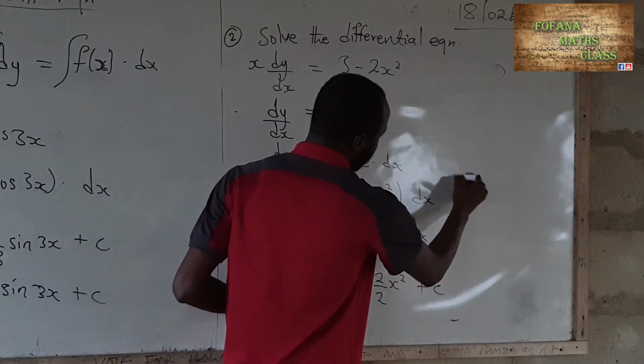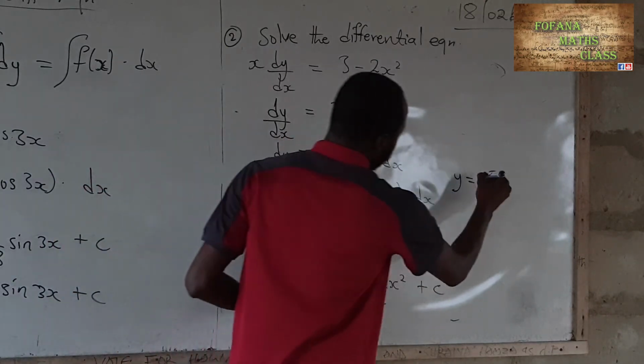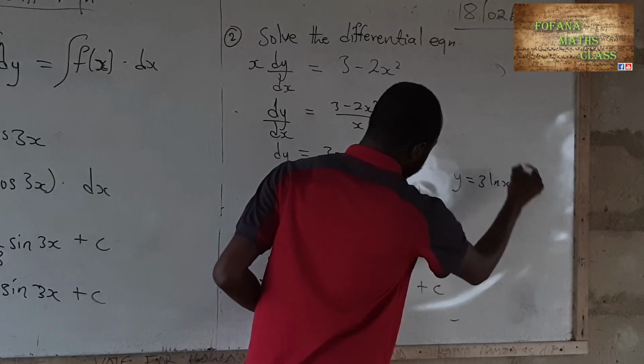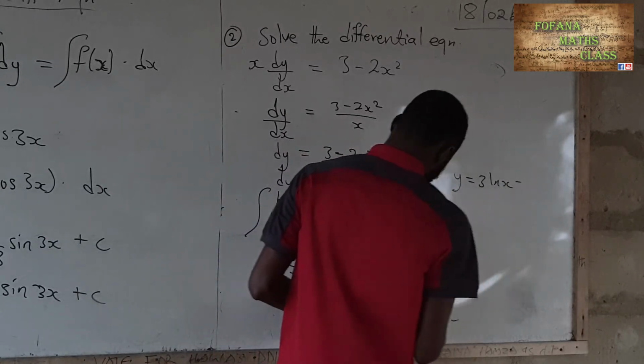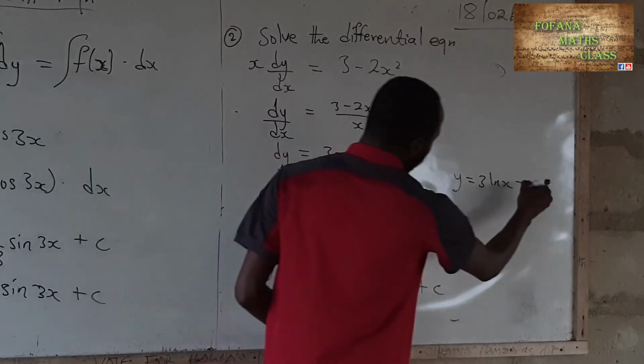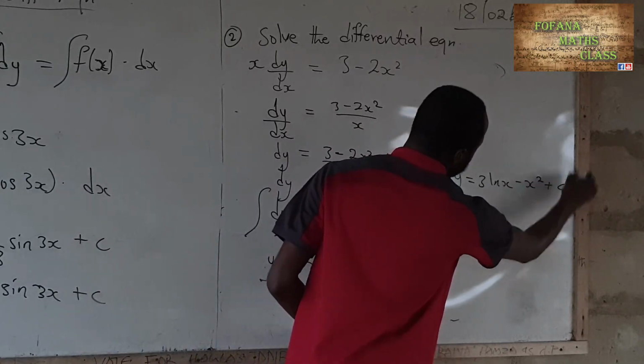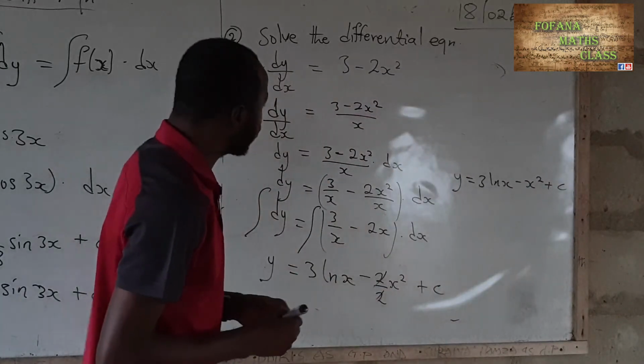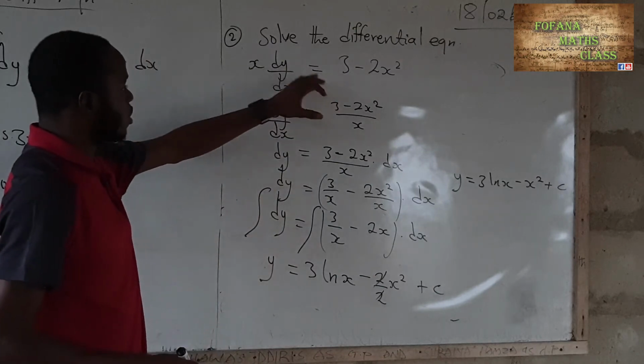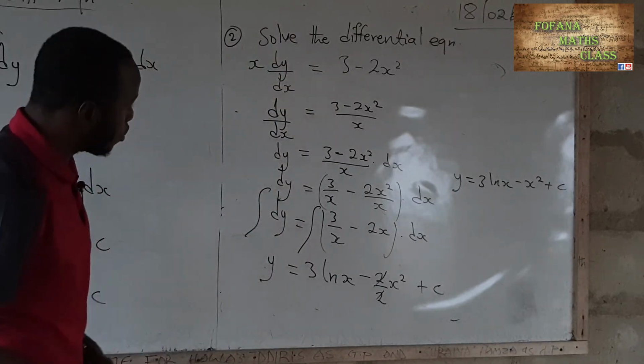So our solution for the question will be y equals 3 ln x minus, these 2 will cancel these 2, so we have 1, x squared plus c. This gives us the solution to the differential equation which is given to us on the board.